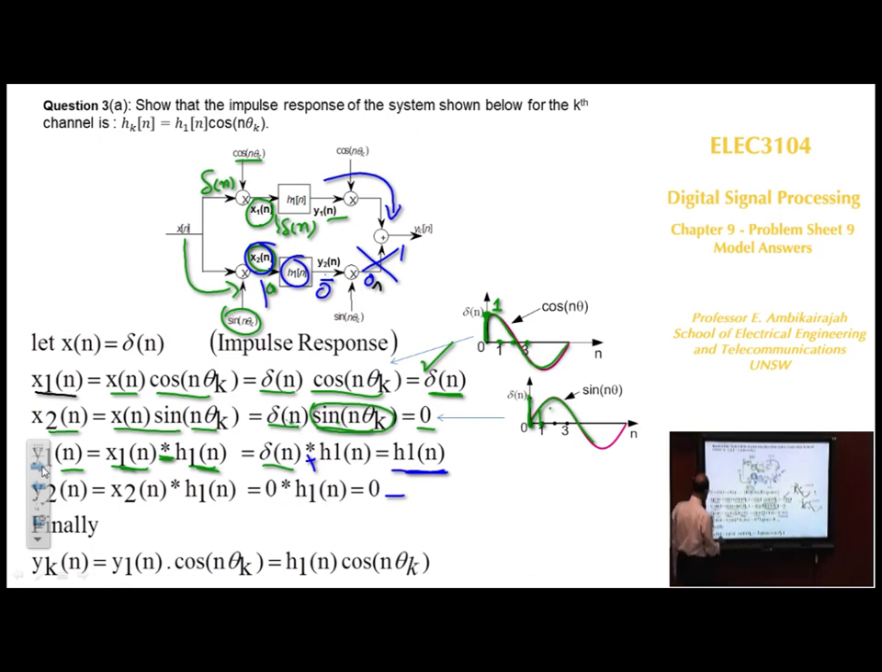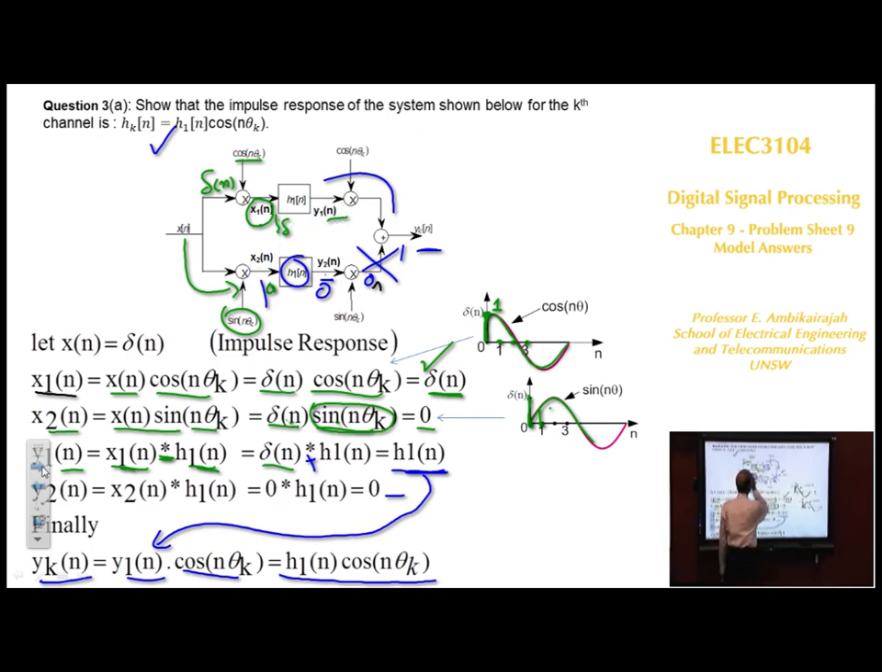So yk(n) will be equal to y1(n), which we have calculated, multiplied by cos(kn). y1(n) we calculated just now as h1(n), so it becomes h1(n) cos(nθ). That's what you are asked to prove in the first part. So only one channel is effective here. The channel that's effective is the upper channel, the upper part.